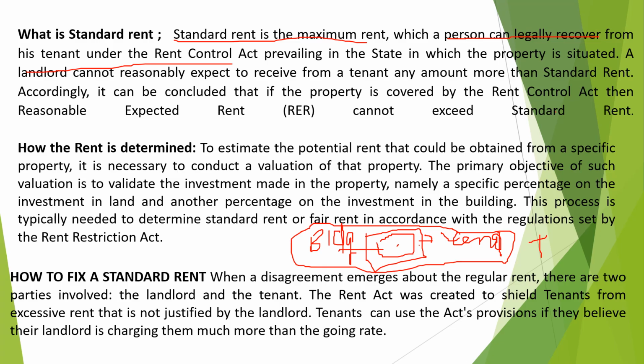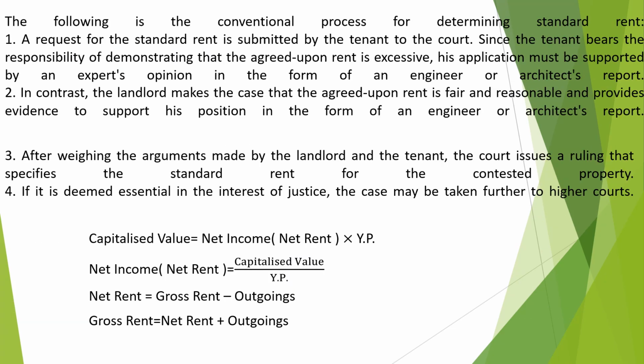When an agreement emerges about a regular rent, there are two parties involved, the landlord and the tenant. The Rent Act was created to shield tenants from excessive rent that is not justified by the law. So tenants can use these provisions if they believe their landlord is charging them much more than the going rate. So, what is the procedure? A request for the standard rent is submitted by the tenant to the court. Since the tenant bears the responsibility of demonstrating that the agreed upon rent is excessive, his application must be supported by an expert's opinion in the form of an engineer or architect's report.